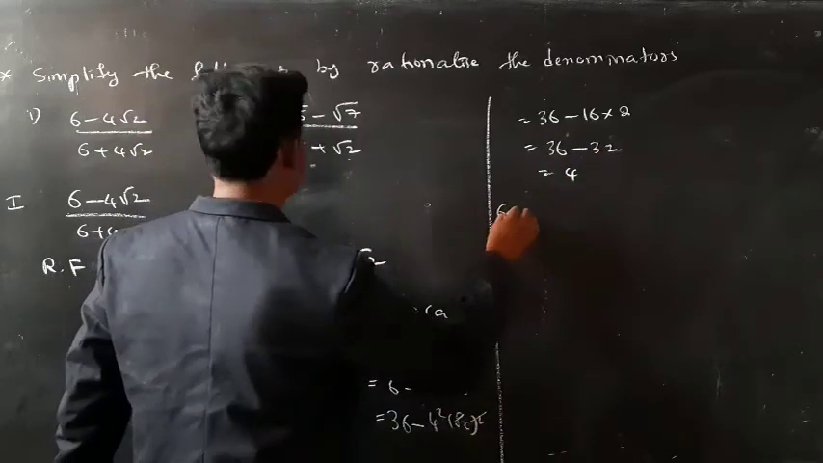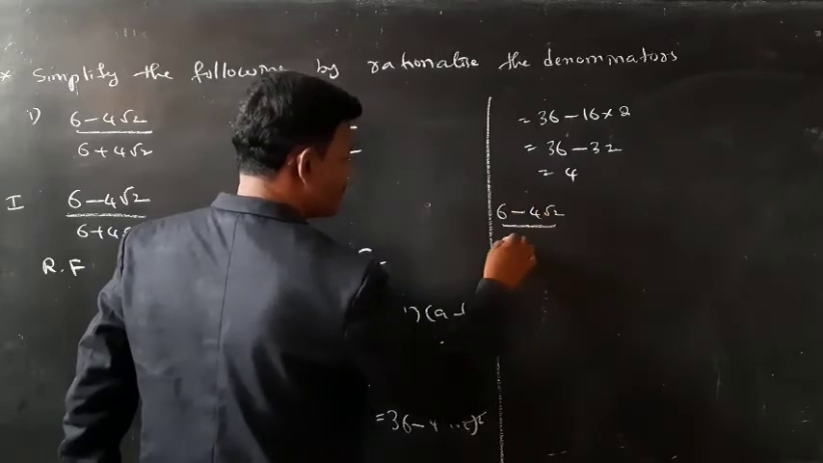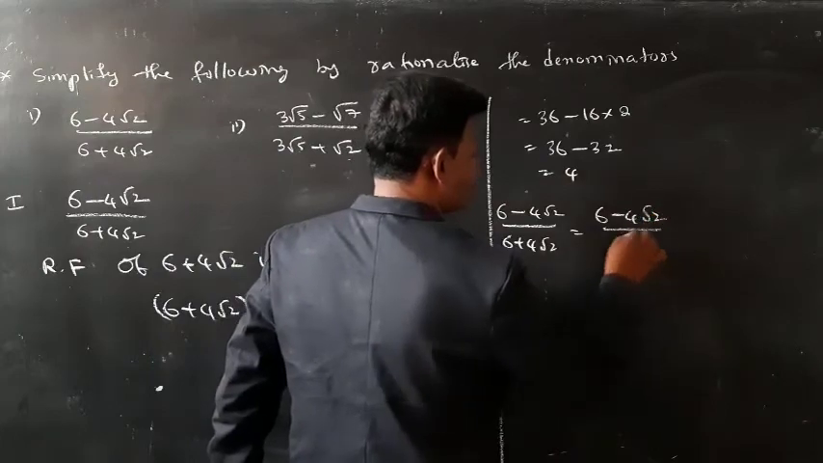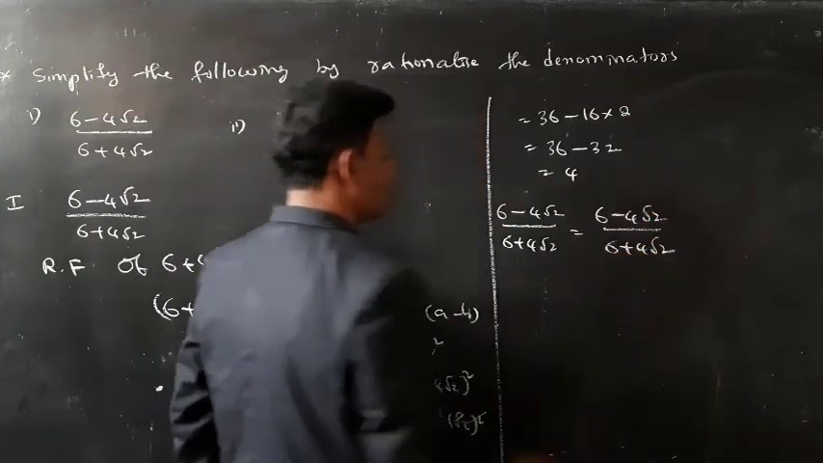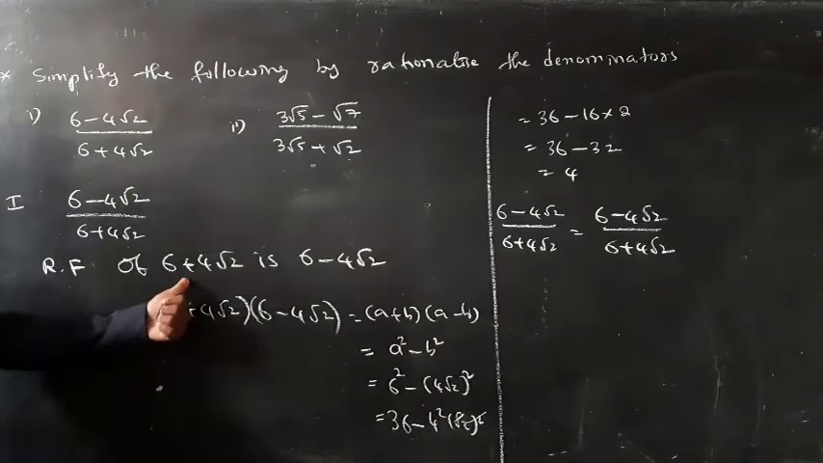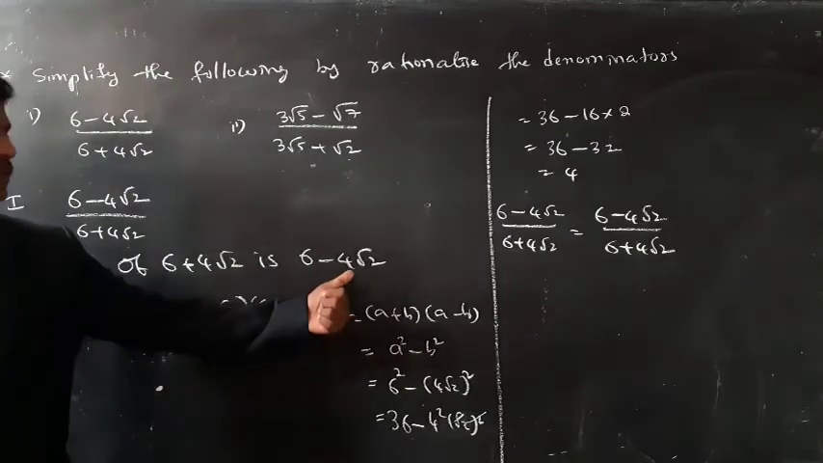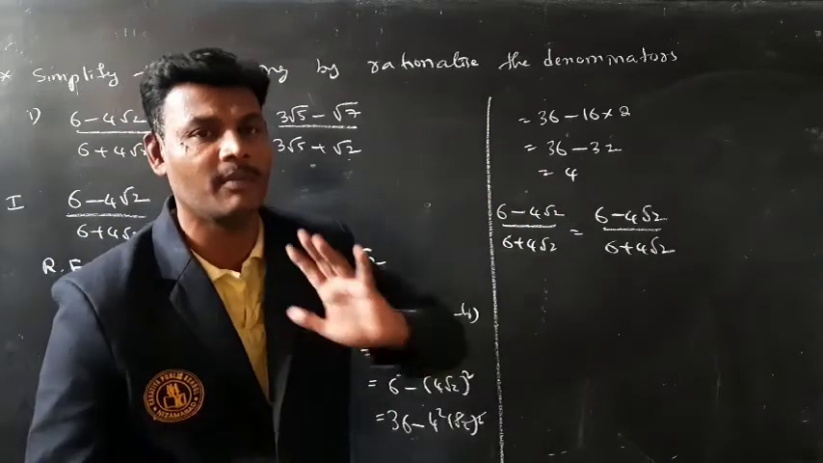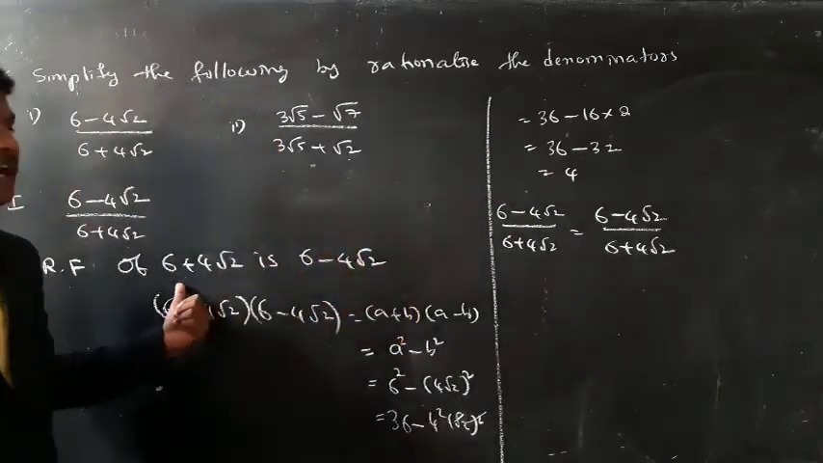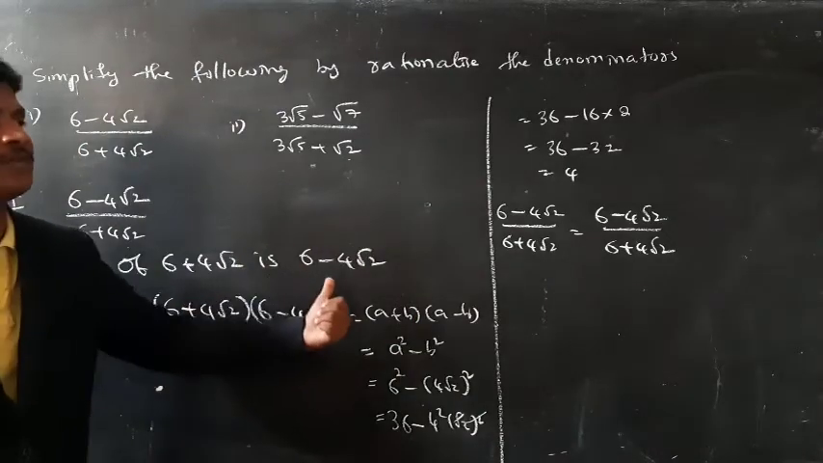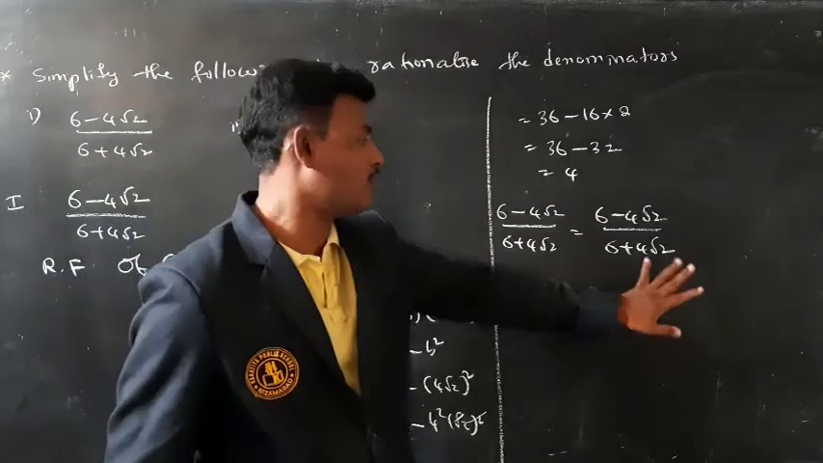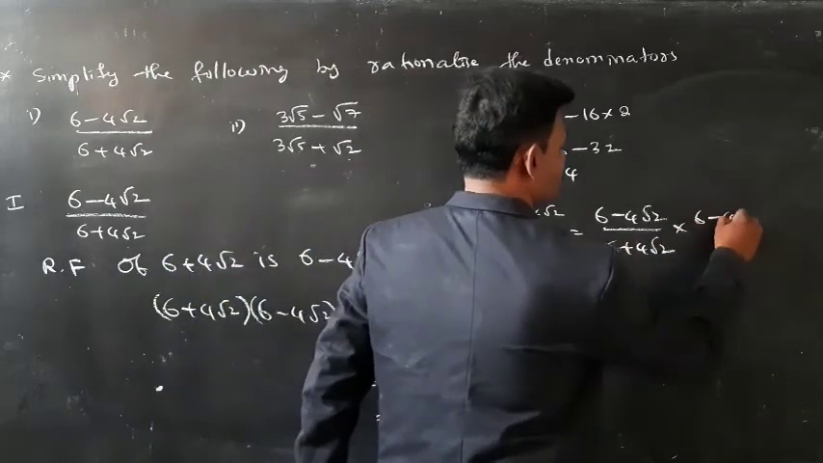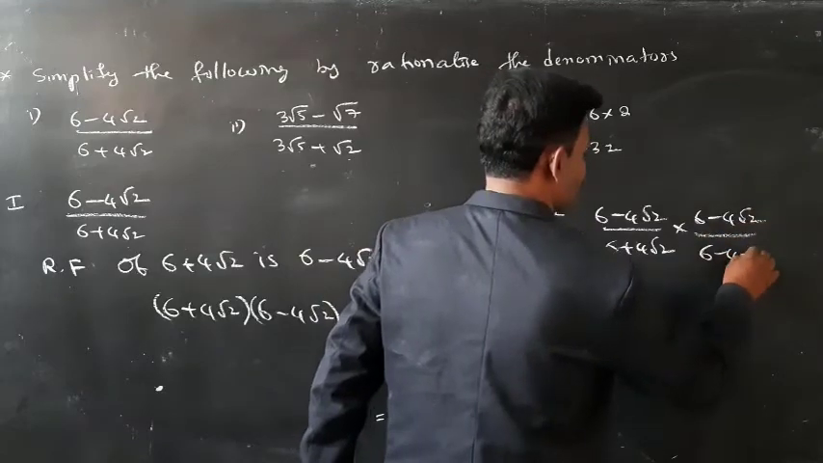Then (6 minus 4 root 2) by (6 plus 4 root 2). The rationalizing factor of 6 plus 4 root 2 is 6 minus 4 root 2. So with 6 minus 4 root 2 I am going to multiply the numerator and also the denominator, into (6 minus 4 root 2) by (6 minus 4 root 2).